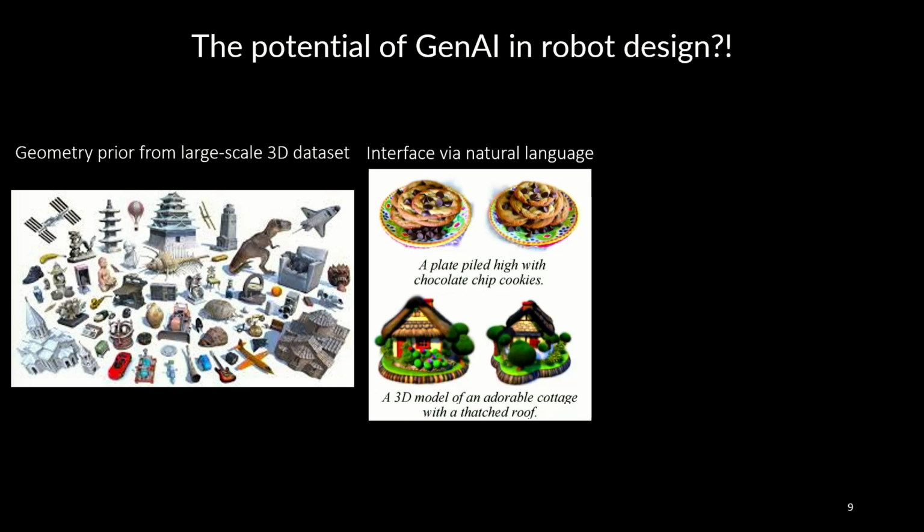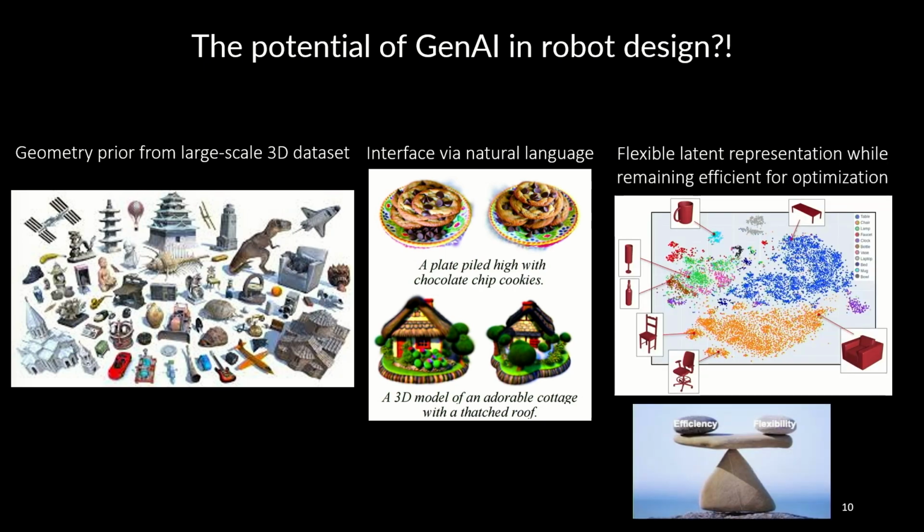Second, there's inherent connections to language. So this allows a natural interface for humans to interact with your generative-powered robot design pipeline. And finally, a lot of these generative models actually operate in the lower dimensional latent space. So this is very good for optimization.